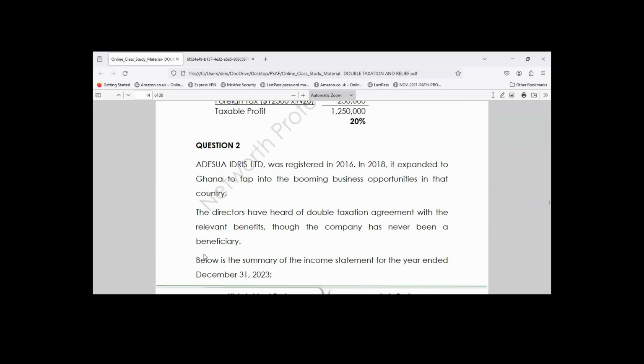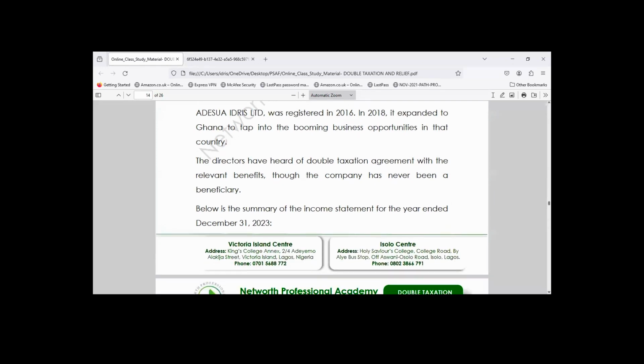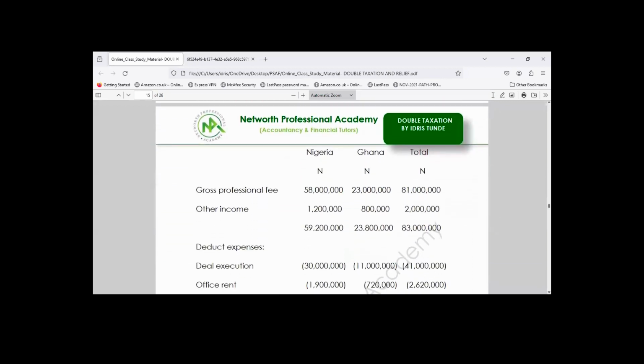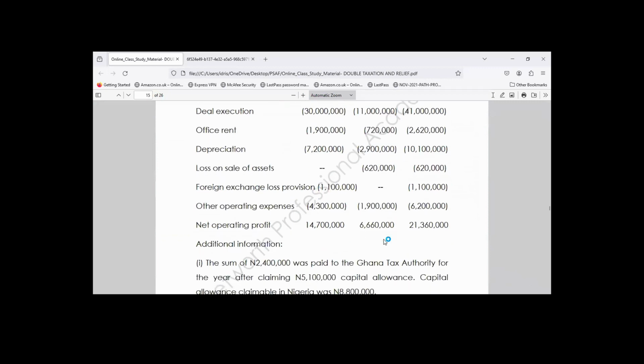The next question, question two. Adesua Limited was registered in 2016. In 2018, it expanded to Ghana to tap into the boom of business opportunity in that country. Its director has heard of a double taxation agreement with the relevant authority, though the company has never been a beneficiary. Below is the summary of the income statement for the year ended 31st December 2023. Gross fees for Nigeria, for Ghana, the total. Other income, deal execution. At the end of the day, they get net profit.